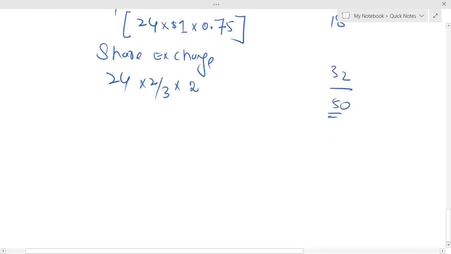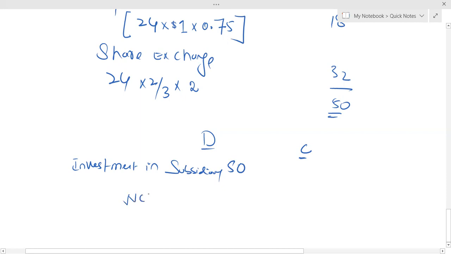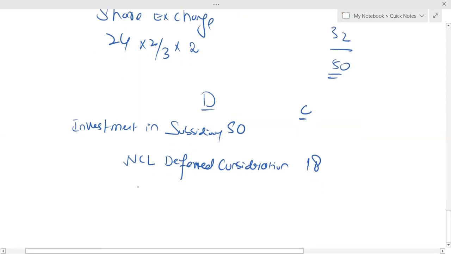What will be the double entry? Let me make that for you. Simply, investment in subsidiary will be debited by 50 million. We have to credit the deferred consideration, which is a non-current liability, of 18 million. We will credit the share capital by par value and we'll credit the share premium.